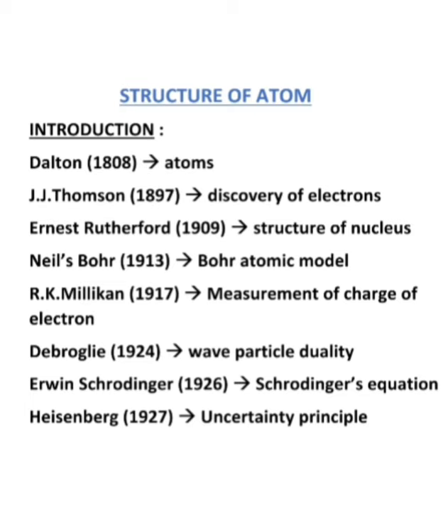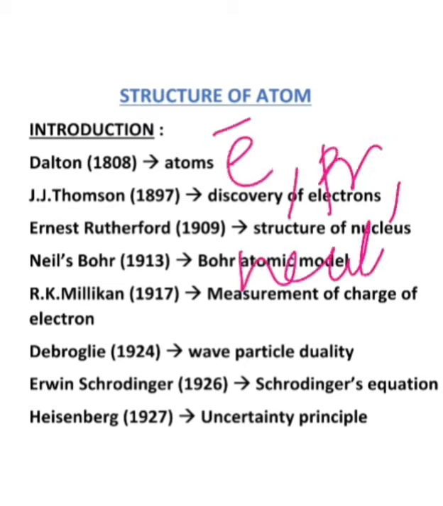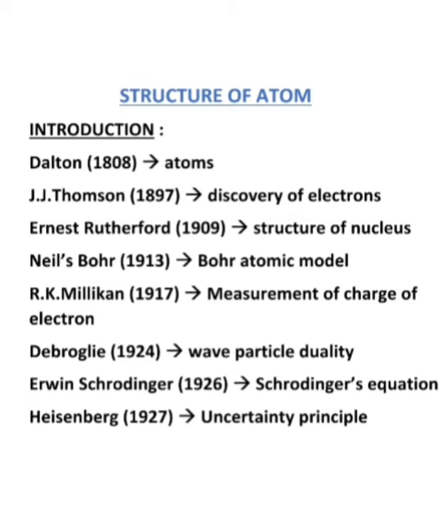Now, we know up till now that an atom is made up of various subatomic particles. Overall, it has been found that there are three fundamental particles. Which are those three fundamental particles? Electrons, protons and neutrons. In addition, there are about 35 different subatomic particles which are also known to us till date.